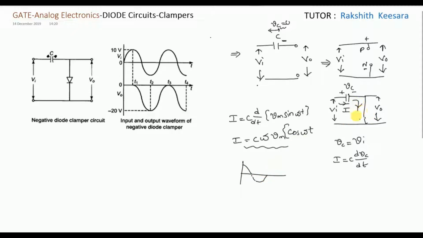But diode won't allow reverse current. You know that, right? So see here. From here to here, diode is allowing the current. But whenever the current is going into the negative direction, diode will become open circuit.